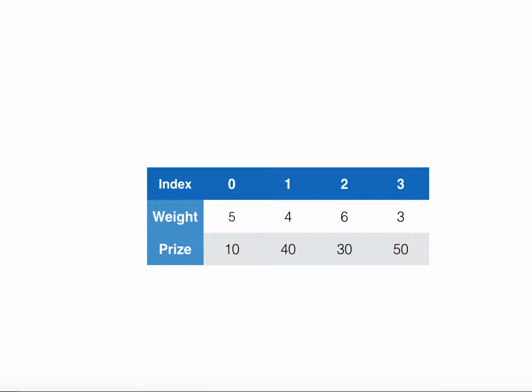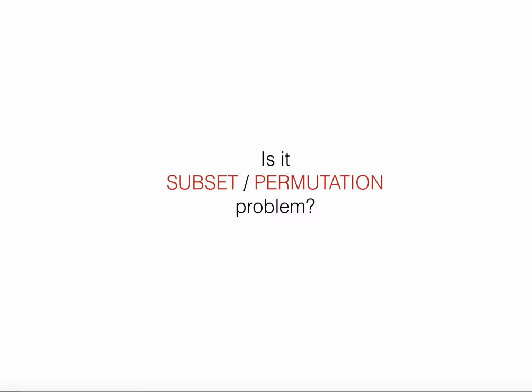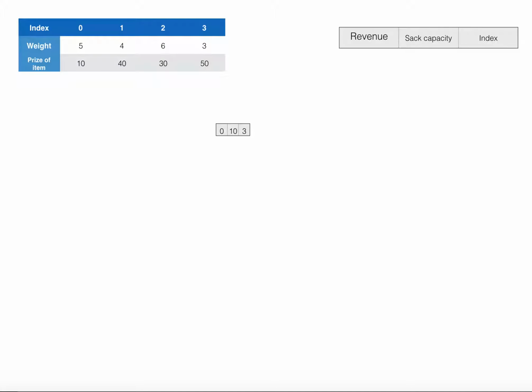Since it's a maximization problem, we first try to bucket it into a permutation or subset problem. Whenever a problem talks about picking or choosing an item, that clearly says it's a subset problem. Once we find it's a subset problem, it's very easy to solve. The question we should ask for each item is, am I going to pick this item or not? What happens if I pick this item, and what happens if I don't pick this item? That's the way to explore this problem. So first ask, is it a permutation or subset problem? If it is a subset problem, ask whether I am going to pick this item or not.